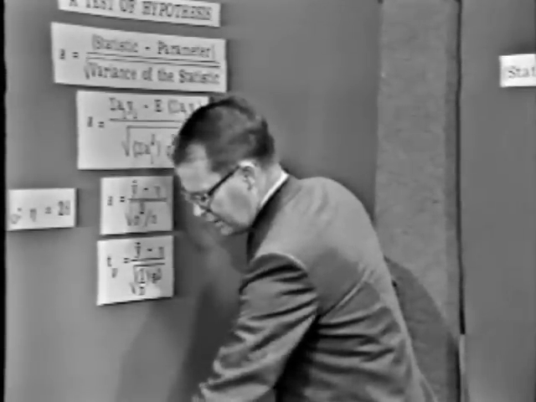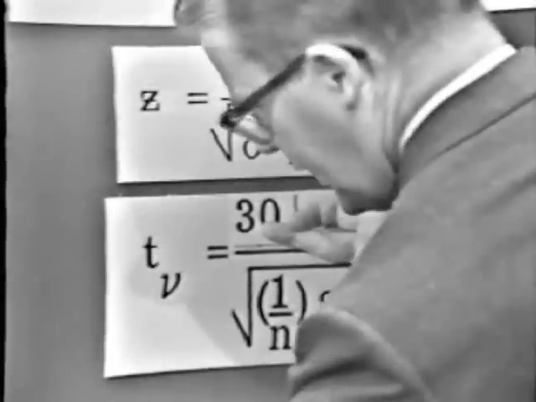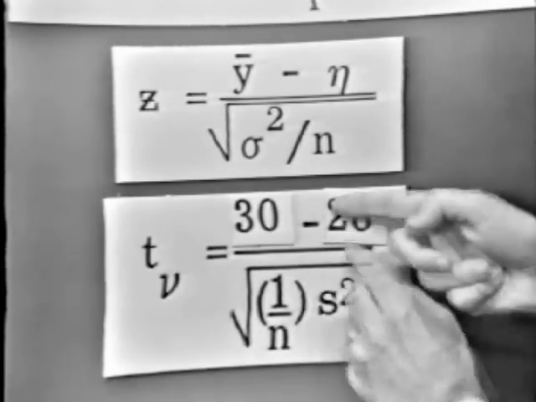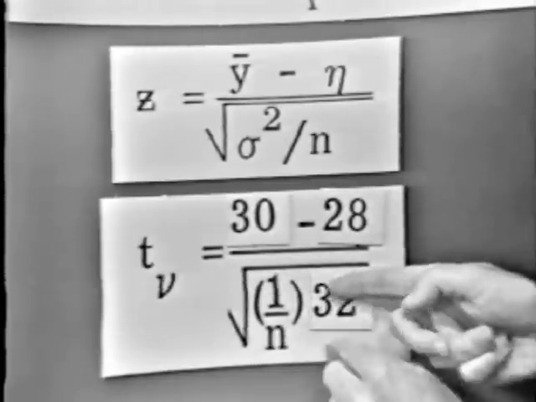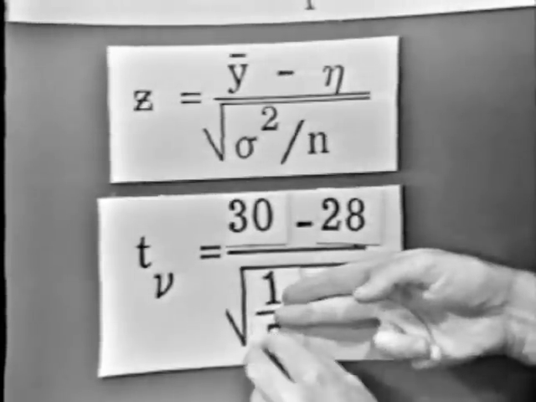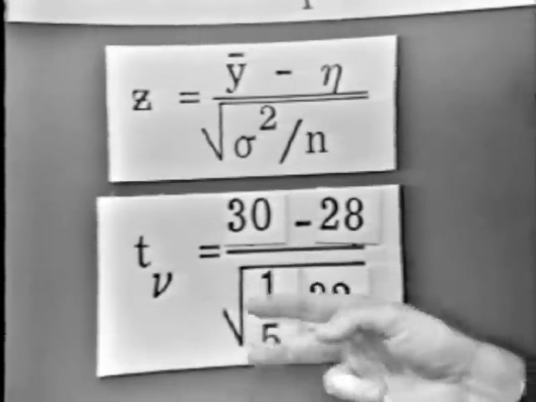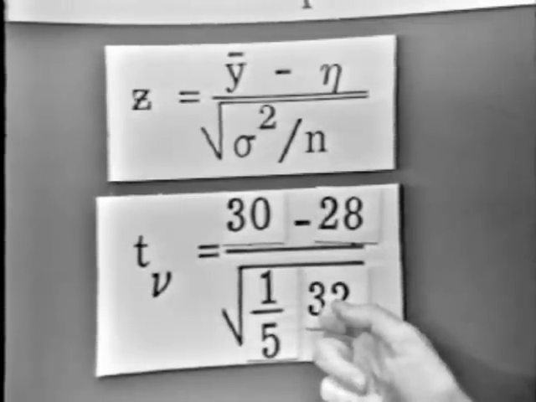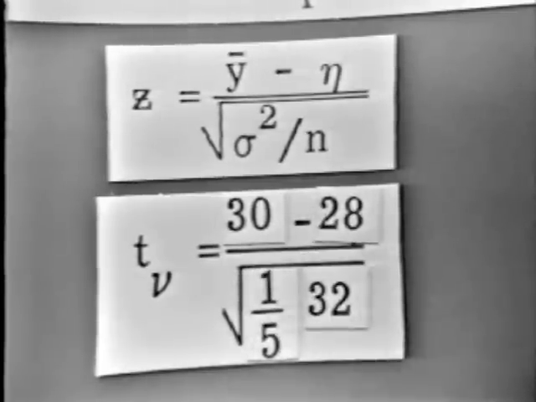Now let's see, y bar, as I remember, turned out to be 30. And the hypothesized value of the mean is 28. Just plugging along here. The estimate of the variance, you remember, was 32. And n was equal to 5, so it'll be 1 over 5. And that will generate a t with how many degrees of freedom? How many degrees of freedom will that t have? Well, you answer that by asking how many degrees of freedom the s squared has. It has 4 degrees of freedom, so we're doing a t with 4 degrees of freedom.